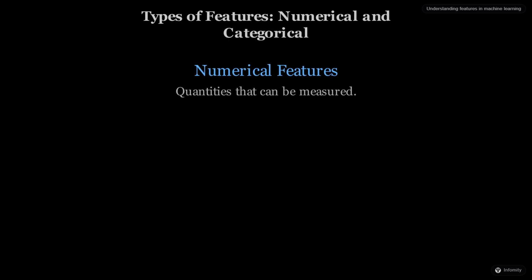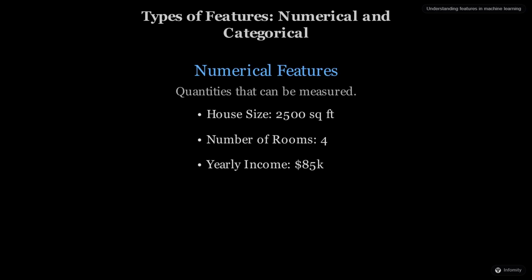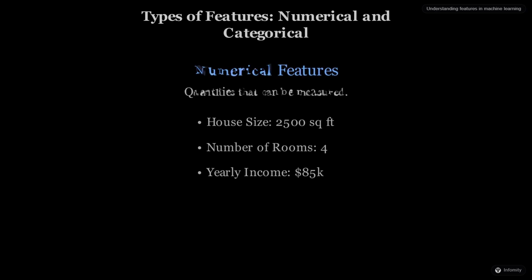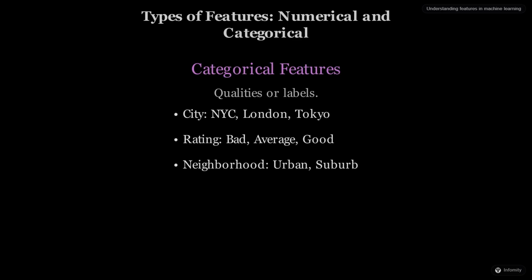Features typically fall into two main types: numerical and categorical. Numerical features are quantities that can be measured, like the house's size in square feet or the number of rooms. These can be continuous, such as temperature, or discrete, like a count. Categorical features, on the other hand, represent qualities or labels. These might be nominal, like the city a house is in, where there's no inherent order, or ordinal, like a material quality rating of good, average, or bad, where a specific order exists.